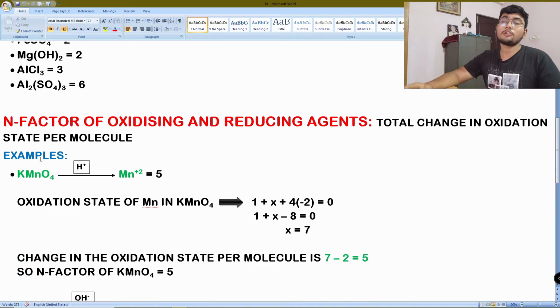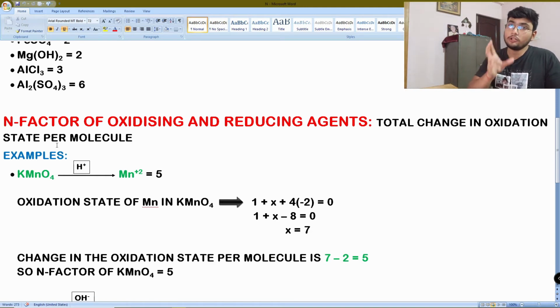Now let us see the n factor of oxidizing agent and reducing agent. Concentrate on it, because it is very important. The n factor of oxidizing agent and reducing agent is the total change in oxidation state per molecule. This point should be kept in mind. This "per molecule" is very important. So keep this in mind. Let us see some examples, then it will be more clear.